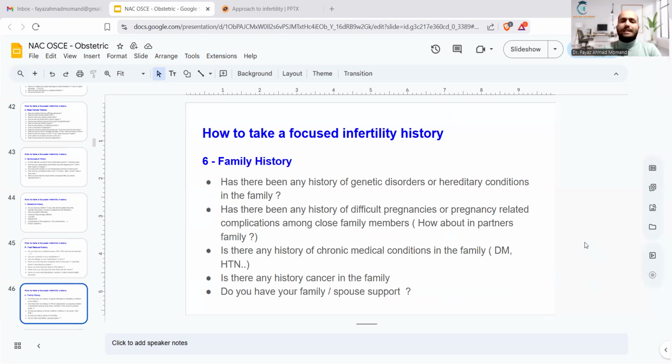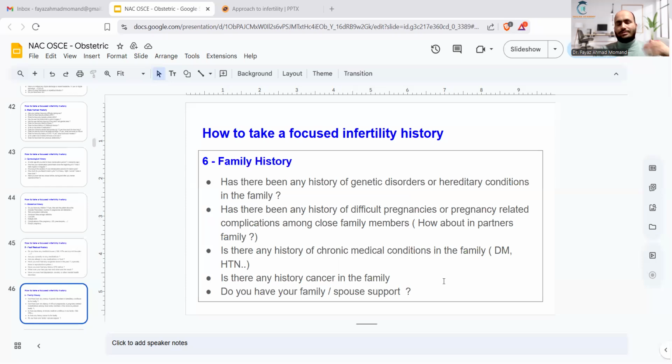Now, family history. Ask about genetic disorders, pregnancy-related issues, infertility in the family members, especially close family members, sisters, aunts, cousins, etc. Ask about if there is an issue that's running in the family.